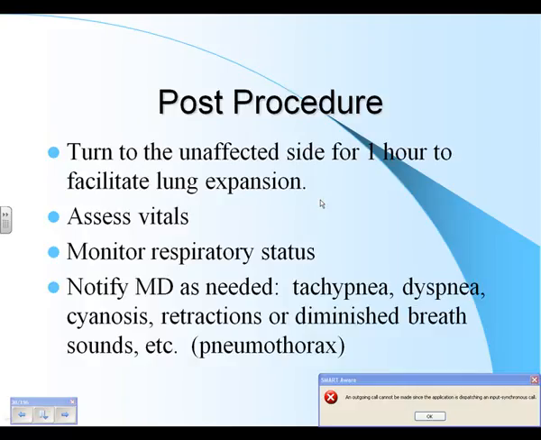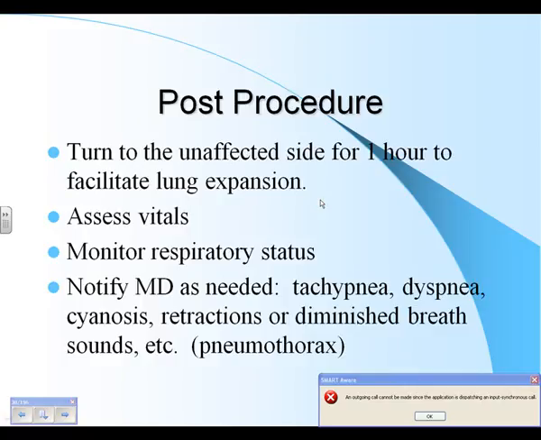Never saw that before in my life. That says an outgoing call cannot be made since the application is dispatching an input synchronous call. Have no idea what that means.